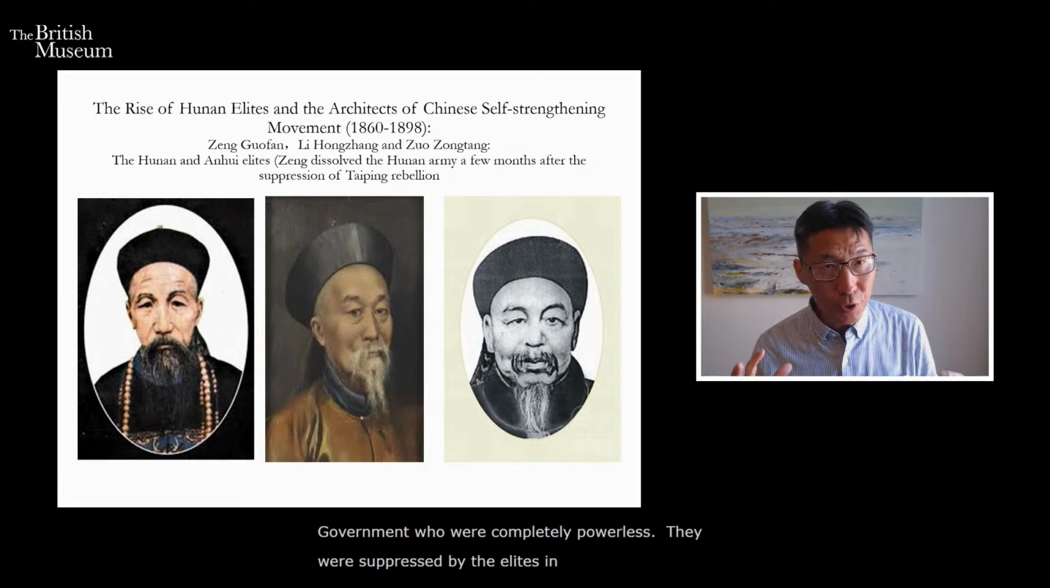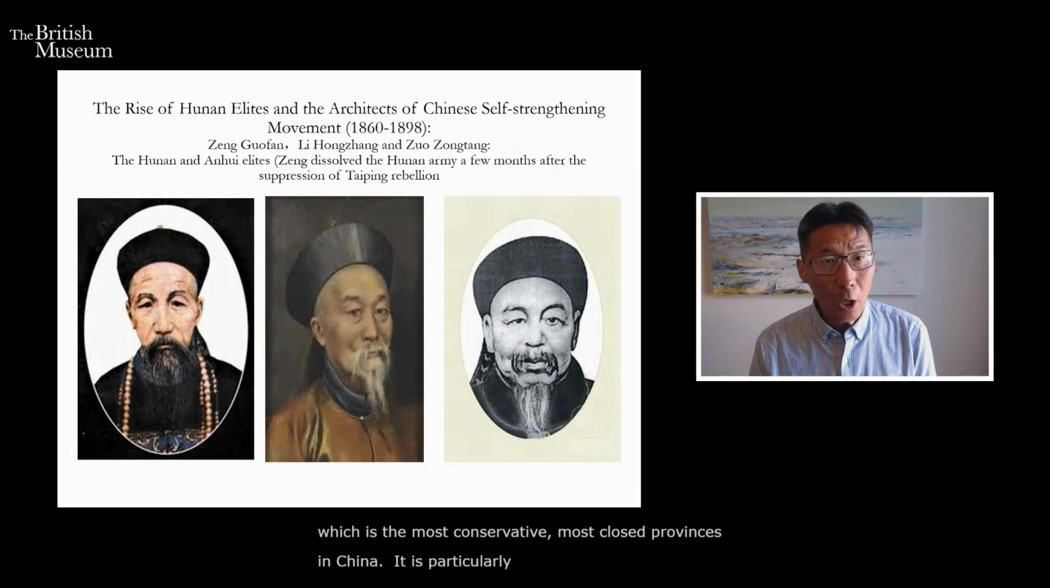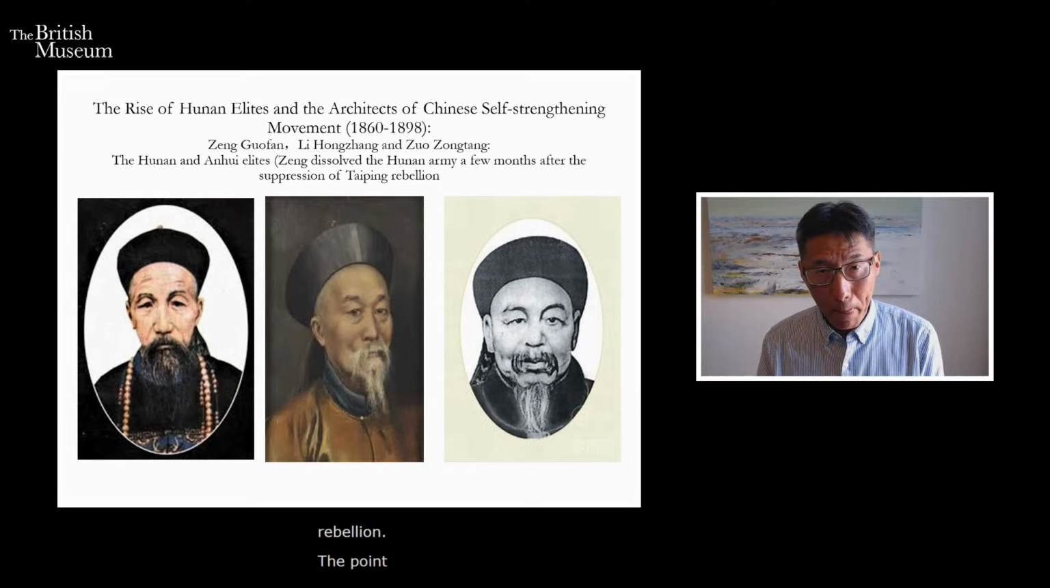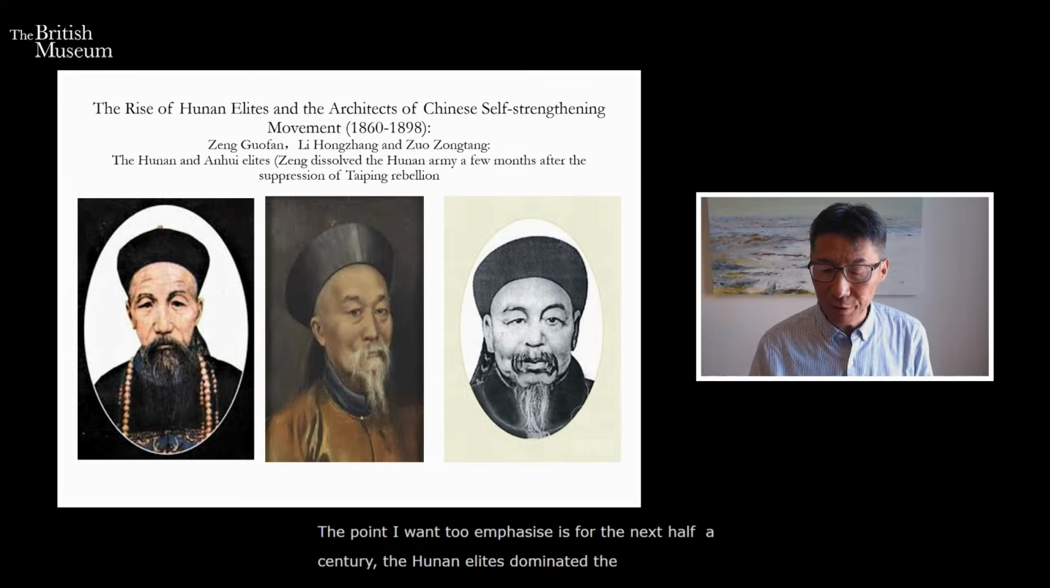And these elites, particularly Zeng Guofan, who was the highest civil service examination candidate, used their own financing, raised their people from the lineage, used modern weapons, and beat the Taiping Rebellion. Now, the point that I want to emphasize is that for the next half century, the Hunan and later Anhui elites dominated the Chinese political scene. And this is something very, very important, including the reform.